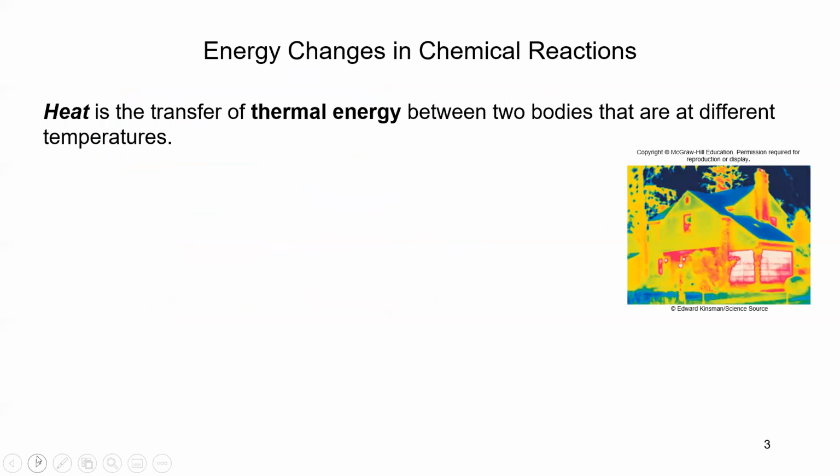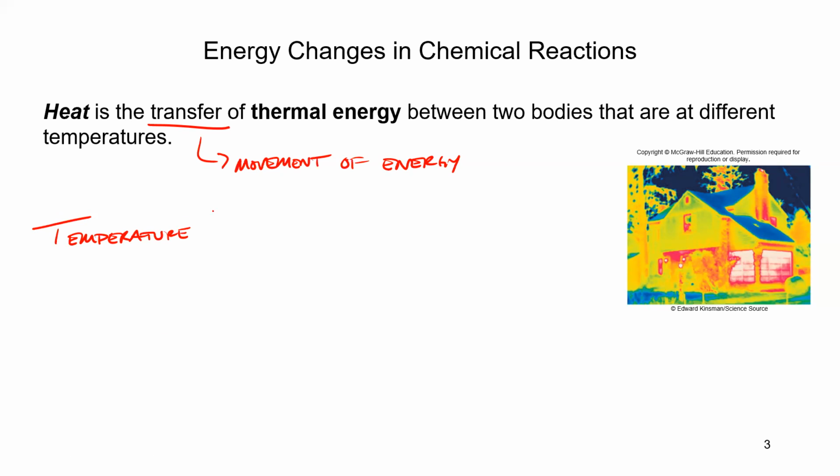And so we're going to talk a lot about heat and work in this chapter. Thermal energy is what we think of when we think of heat. Heat is related to temperature, but heat is always this movement of energy, this transfer of energy. Temperature, on the other hand, is how we measure thermal energy.